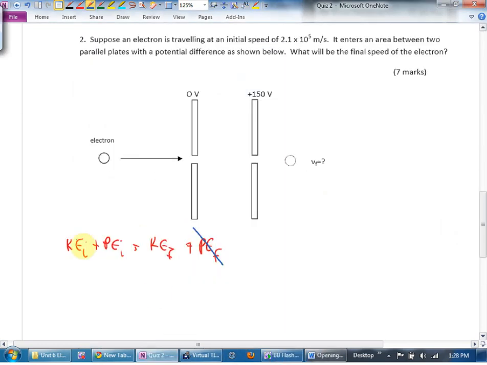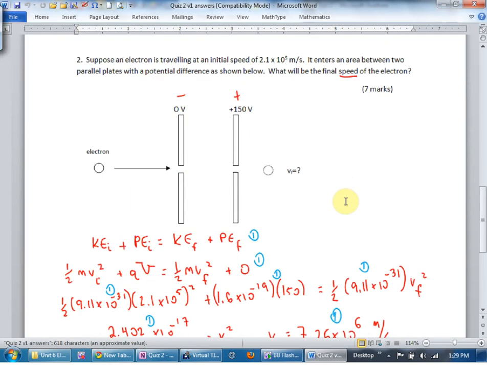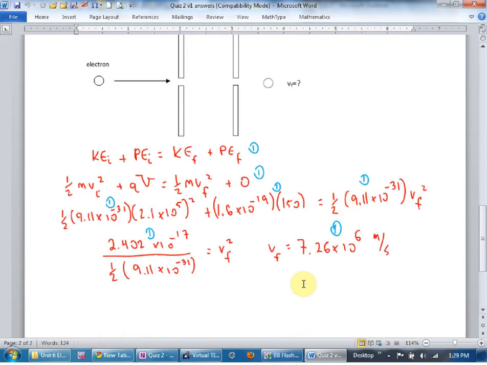You're going to get a half m v initial squared plus q change in voltage equals a half m v final squared. Then, when you crunch the numbers, I found it easier to actually work out what this side worked out to, 2.402 times 10 to the negative 17, and then I times by 2, or divide by a half, divide by the mass, that gave me v final squared, square root, 7.26 times 10 to the 6th meters per second.